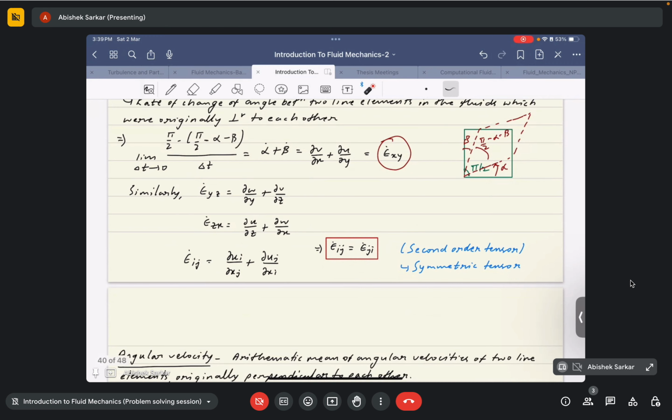Okay, and for a Cartesian coordinate system, this i and j would vary as 1, 2, 3, or specifically would imply the x, y, and z coordinates. Then if you go to spherical coordinates, that would be r, theta, and phi. For cylindrical coordinates, it would be r, theta, and z. So these expressions are only valid for Cartesian coordinate system, and this expression is valid for any coordinate system. We just need to use the respective form of the derivatives to get the rate of change of angular deformations.